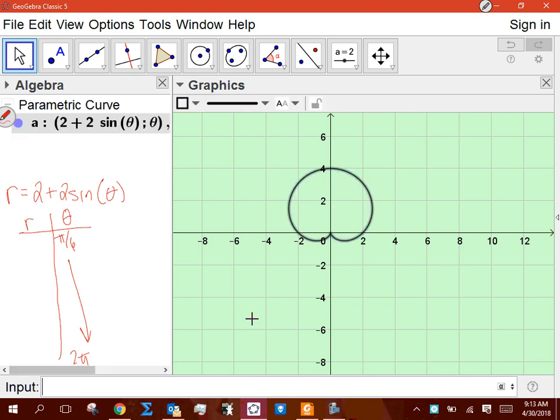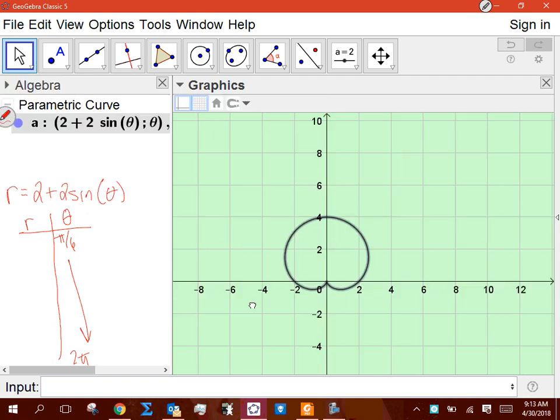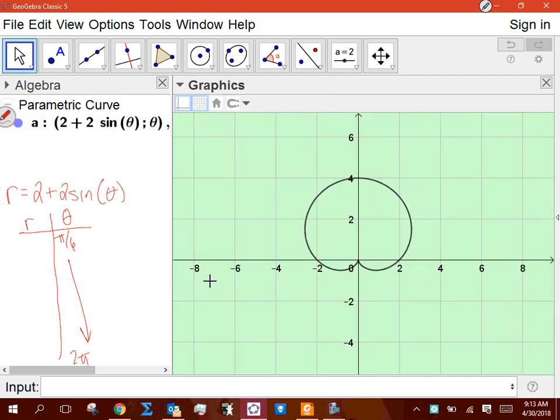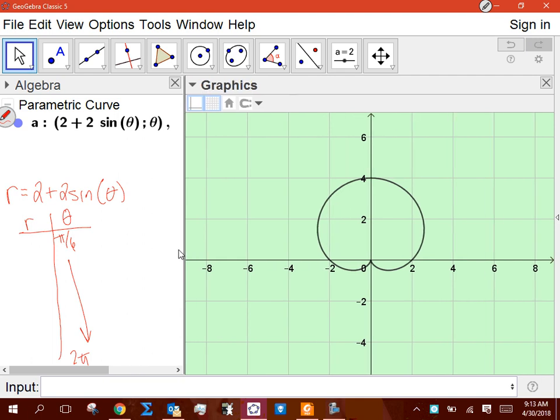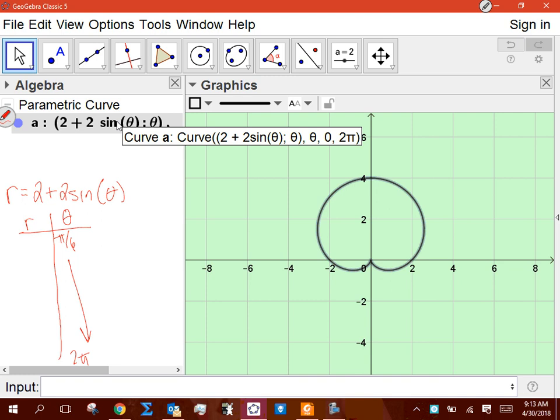Now, to be honest, I don't use polar graphs a lot, so I'm not 100% confident in the way I graph things in GeoGebra right now. You see how it puts it as a parametric curve. It doesn't say it's polar, it's parametric, meaning that it's still graphing in regards to x's and y's in the background, but parametric means in respect to a third variable, usually time. But this is our 2 plus 2 sine theta. That is a polar curve there.